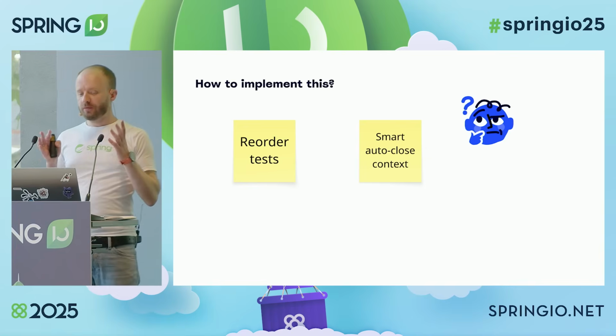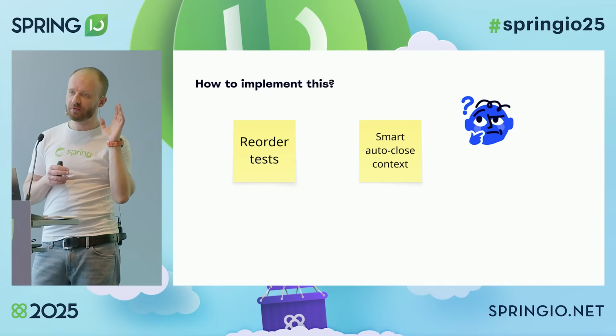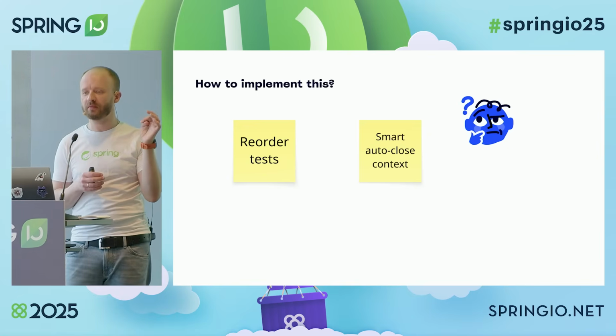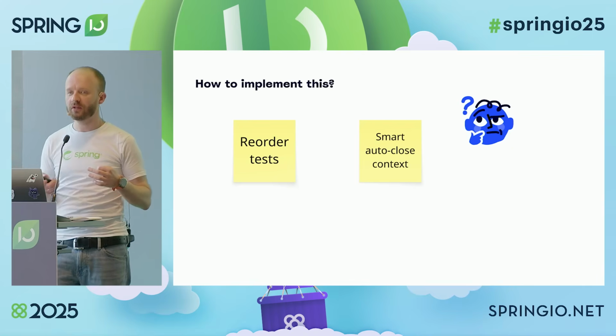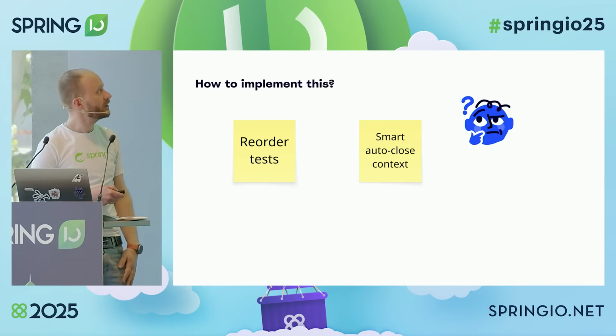So how can we implement this? Actually, we need to do two things. We need to reorder tests and implement some logic that will do smart context auto-closing. That will be a replacement for the standard dirty context annotation.